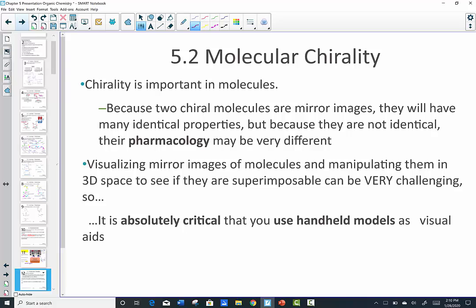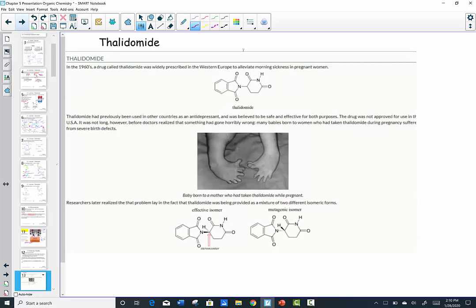And perhaps one of the most newsworthy items of learning this lesson was in the 1960s with a drug called thalidomide. In the 1960s, a drug was marketed by the name of thalidomide and widely distributed throughout Western Europe. It was being prescribed to alleviate morning sickness. And you can see that there is a chiral center in that molecule, a stereocenter, a chiral carbon. It has 4 unique attachments.